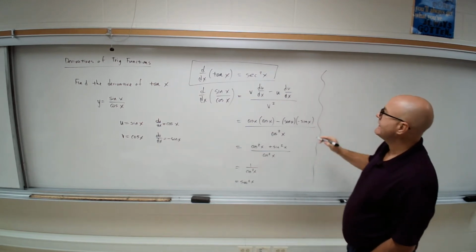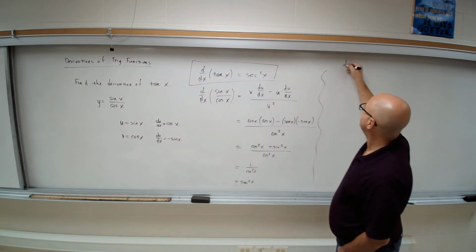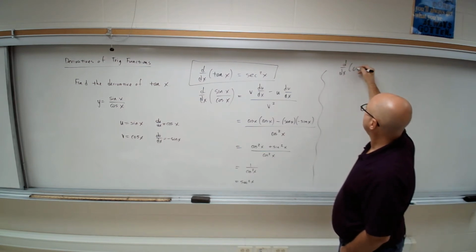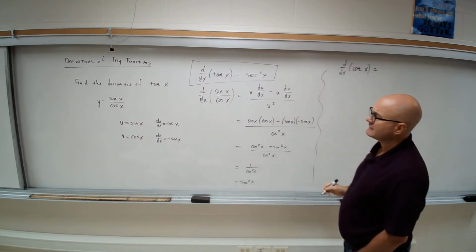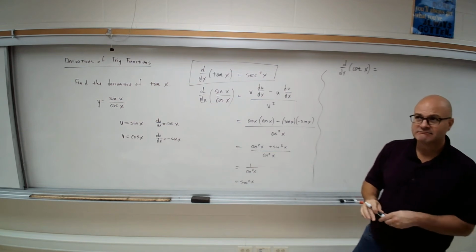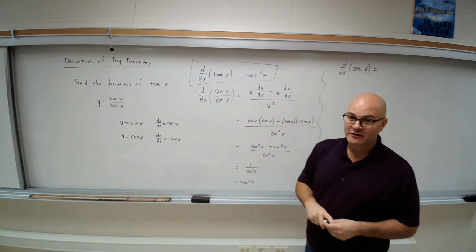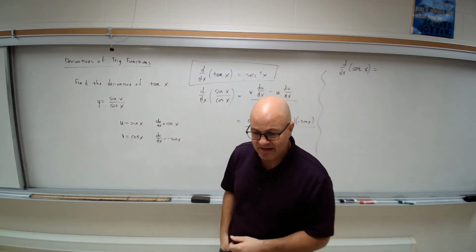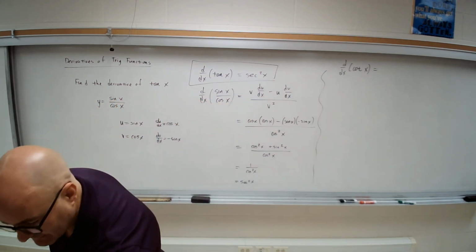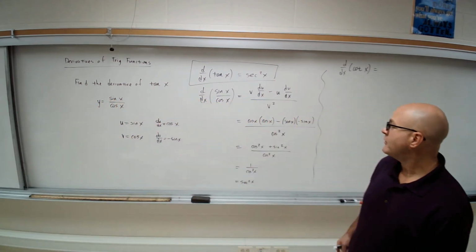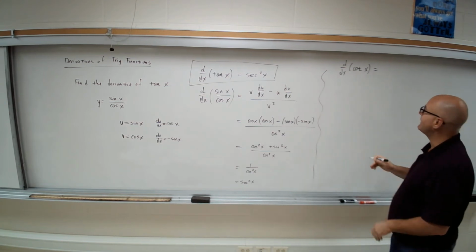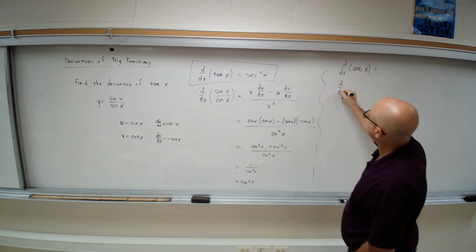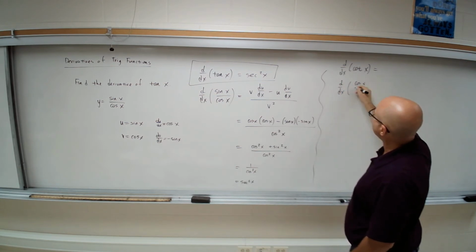So let's take a minute and try to find the derivative of the cotangent of x. You're going to use the same process. Hopefully you remember it's not sine over cosine, but cosine over sine. So give that a minute and see how that goes. Okay, so for our derivative of cotangent x, again, we're going to take advantage of the fact that that is the cosine of x divided by the sine of x.